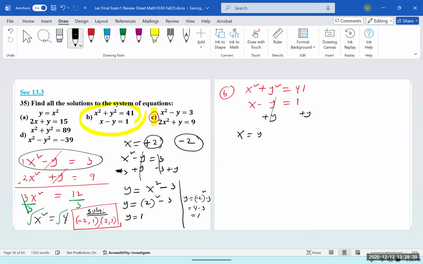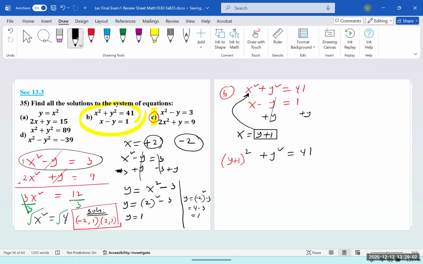Since our x is positive, let's keep our x and get rid of the y. So we get x equals y plus 1. Now, this x equals y plus 1, we are going to substitute for this x. That's why this is called substitution. We have x squared plus y squared equals 41, and this x we just found is y plus 1. So you rewrite your x as y plus 1.